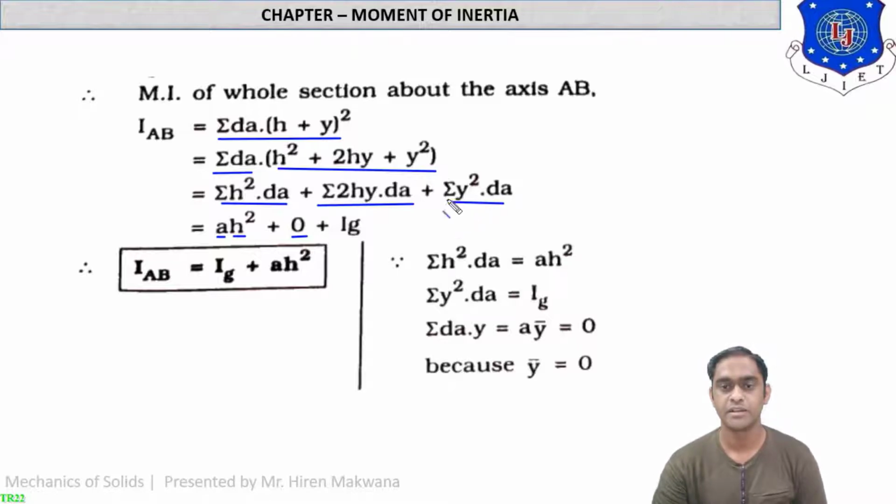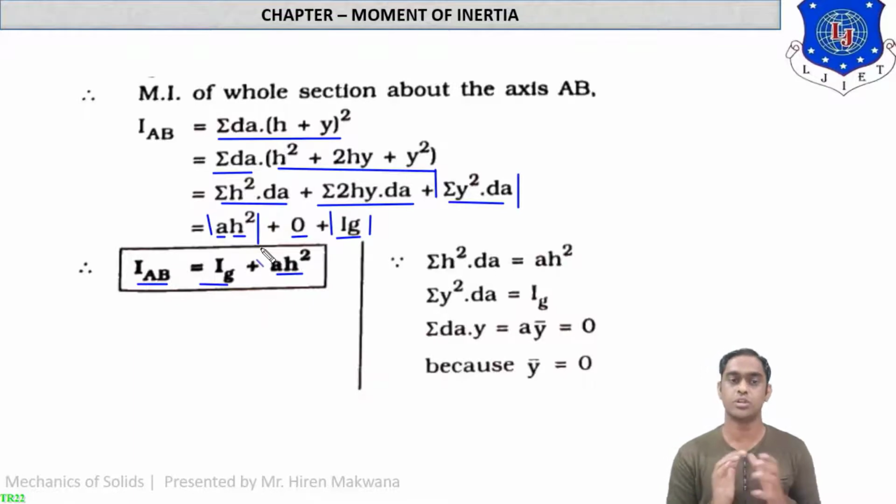Now again, this is the definition of moment of inertia. Sigma dA means area into square of the distance, which is Ig actually as per the definition earlier. So the final answer will be IAB is equal to Ig plus AH square. Okay, Ig plus AH square as per the formula. So this is the simplification of the parallel axis theorem, IAB equal to Ig plus AH square.